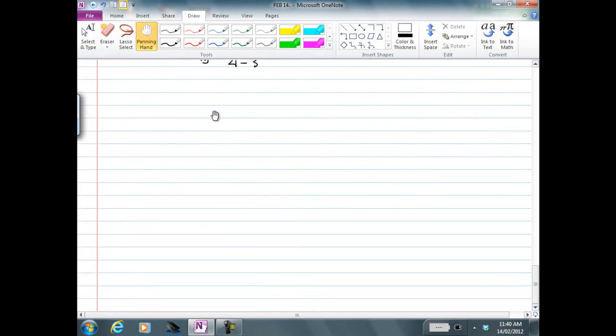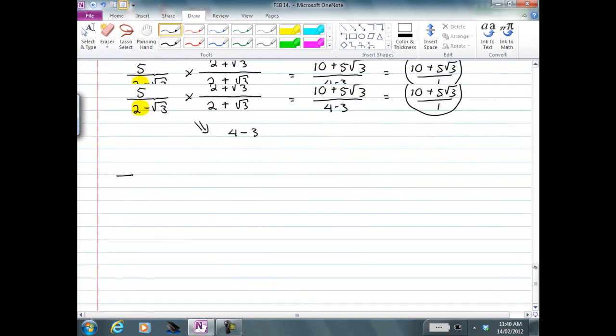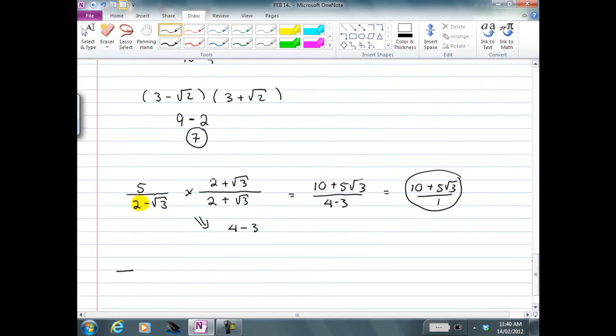Good luck. Wowzers. Whew, I'm not sure if you're ready for this, but... Wait, what's the answer? 10? Oh, the answer is just 10 plus 5 root 3. That's it. 5? Yep. The 5 came from here. So I went 5 times 2 plus root 3. Because when you multiply this out, think of this as in a nice bracket right here.